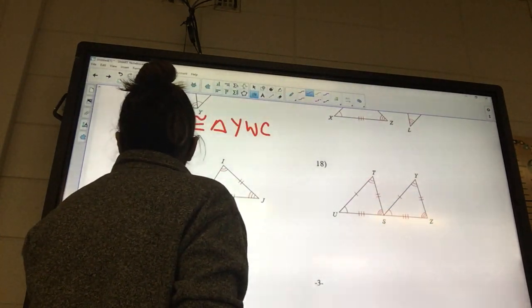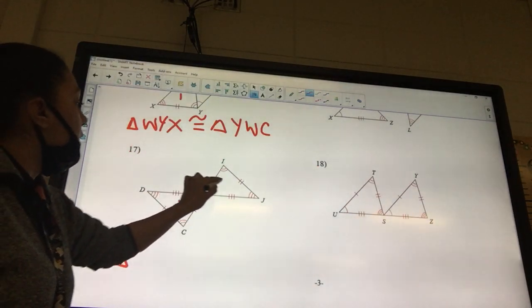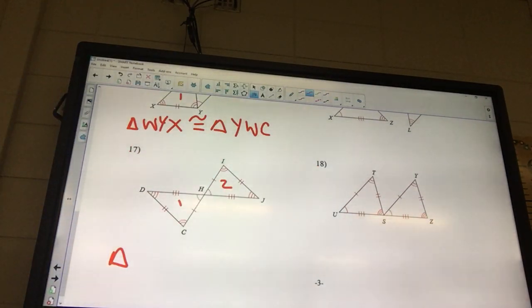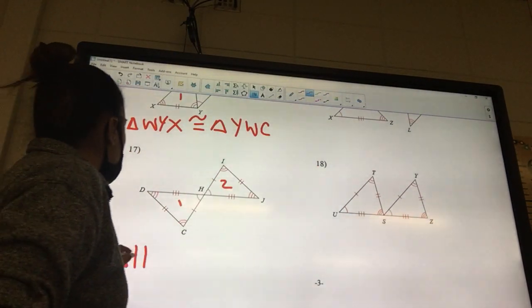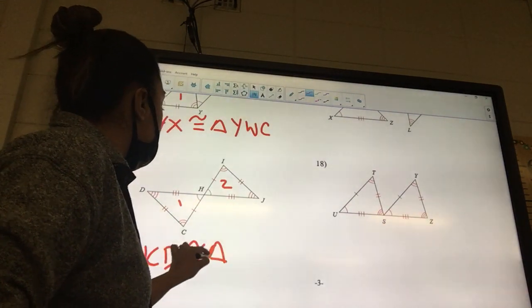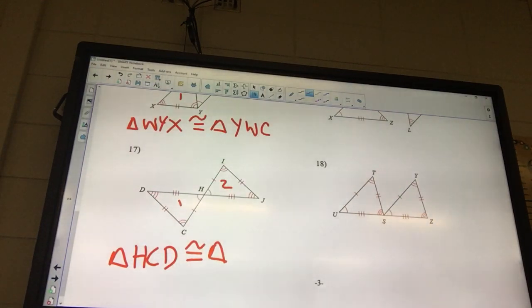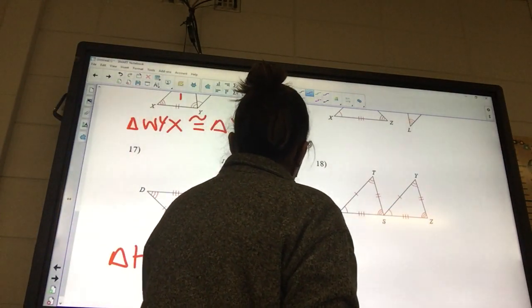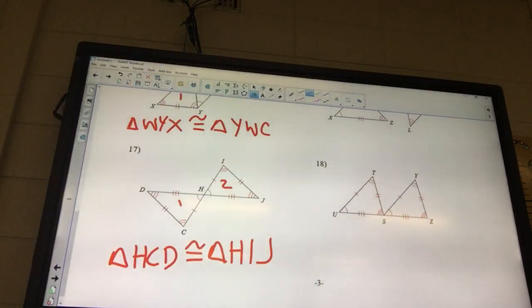Okay, Michael, look at 17. How do I label triangle 1? Triangle HCD. HCD is congruent to triangle, Mario. Huh? How do you label triangle 2? You just need to match up with his. Oh, H-I-J. H-I-J. Perfect.